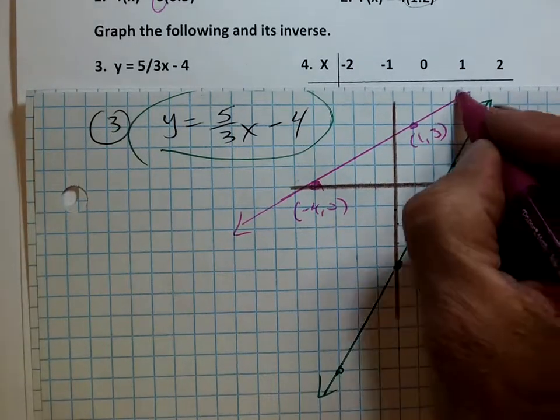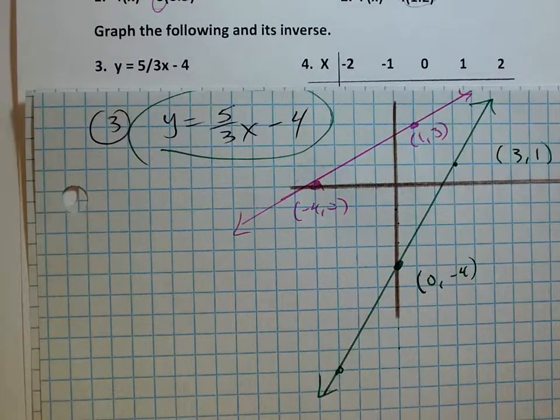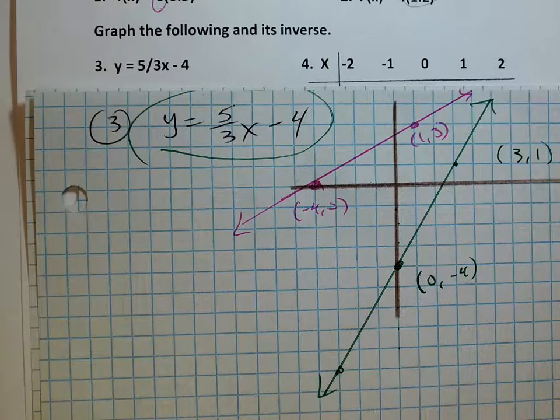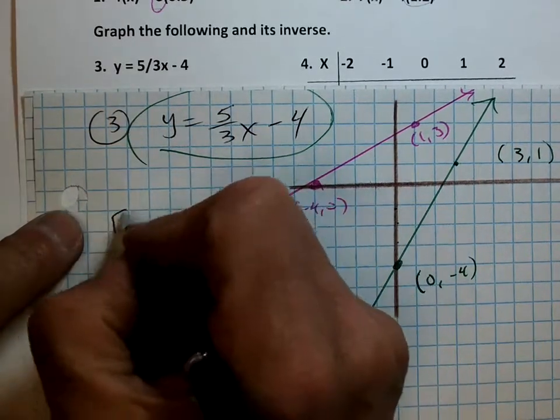Okay, how am I doing? So far, so good. So to get the inverse, you just switch x with y's, right? Now, if I need the equation, then I have to switch x and y, okay? So I need the equation of the inverse.